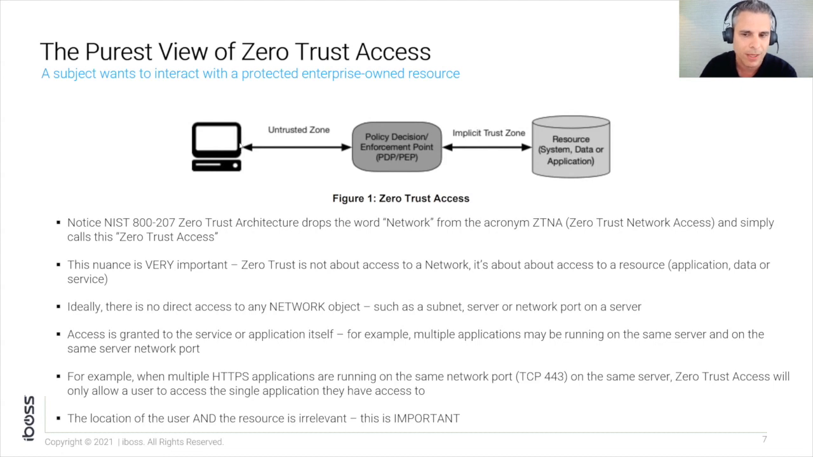And to the user, the good example here, if you look at this particular simple model, you have a user that's trying to access some enterprise-owned resource, which is a system, data, or application. And the goal of what they call the policy decision enforcement point, this is the gateway, is to grant access or deny access. This side here, the untrusted zone, could be the public internet. It could be a Wi-Fi network. It could be an on-prem network.